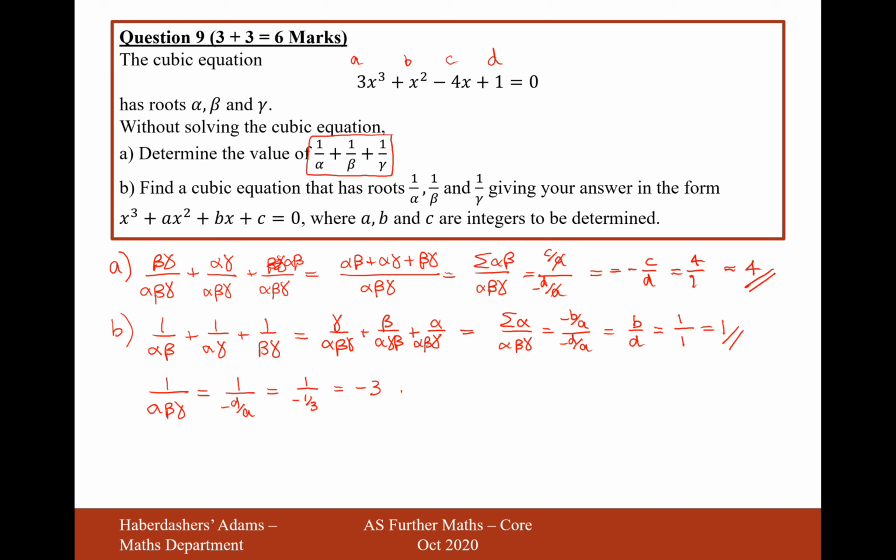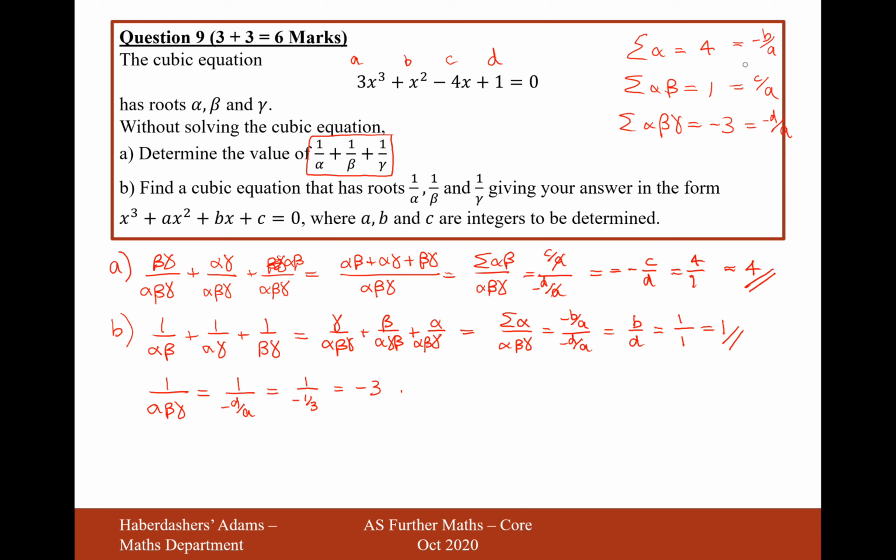So what do we now know? We now know the sum of the singles is 4. We know the sum of the doubles is 1. And we know the sum of the triples is minus 3. So therefore we can now form our little equation. So this here is equal to the sum of the singles, minus b over a. This one here is equal to c over a. And this one here is equal to minus d over a.